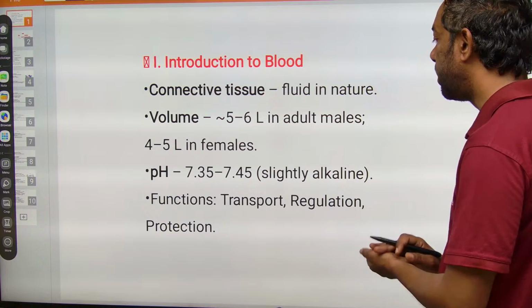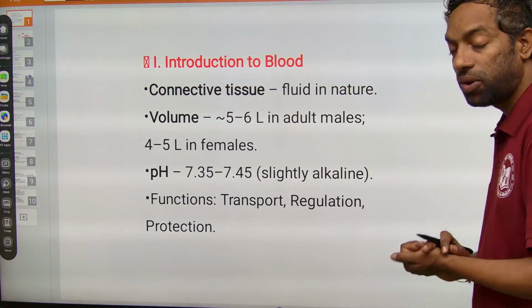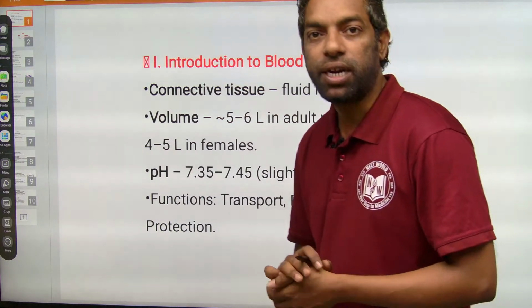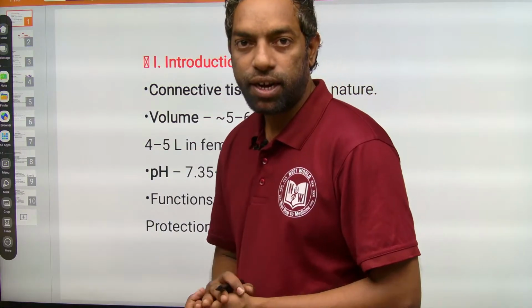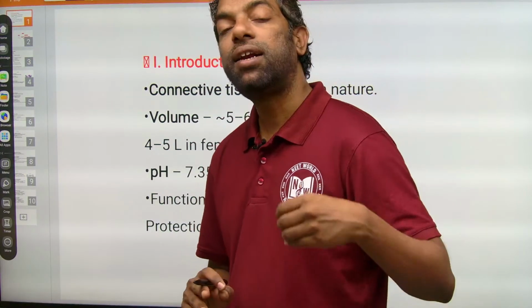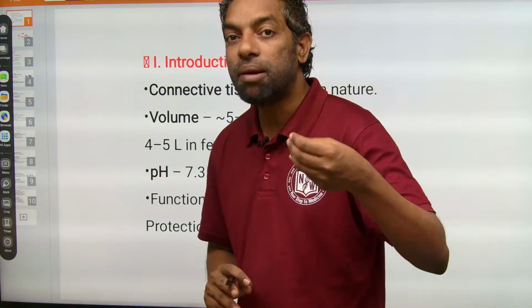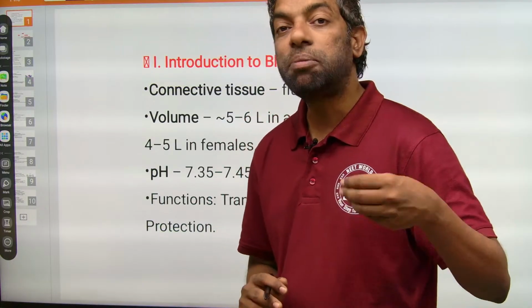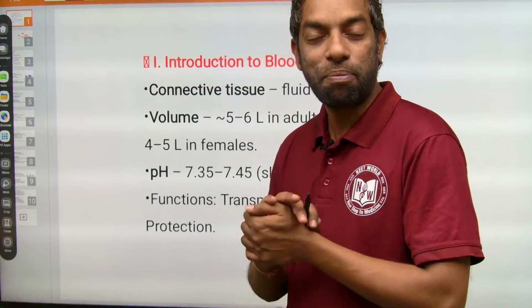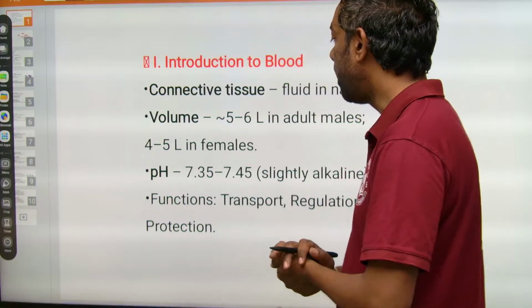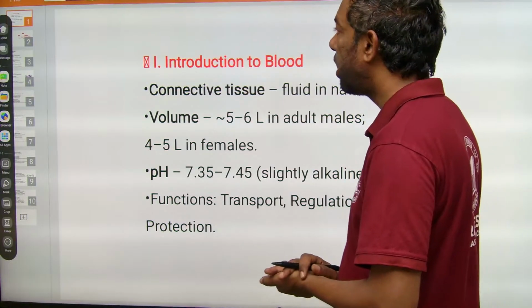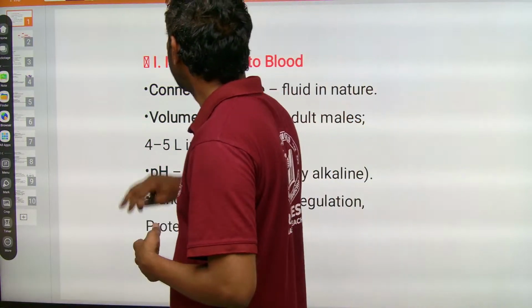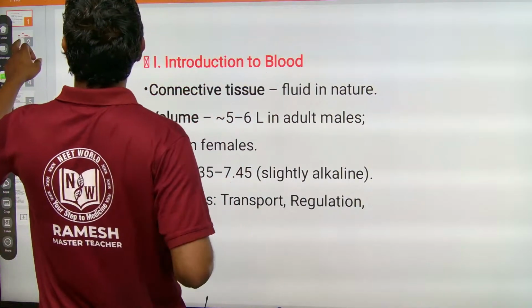And the functions are transport, regulation and protection. What can it transport? It can transport nutrients, hormones, and immunoglobulins like antibodies. This is important. It can transport gases like oxygen and carbon dioxide, and it provides protection through immunity. So what is the composition of blood?